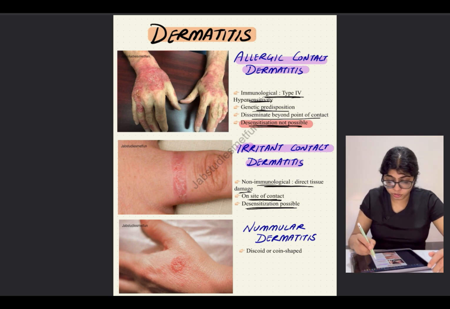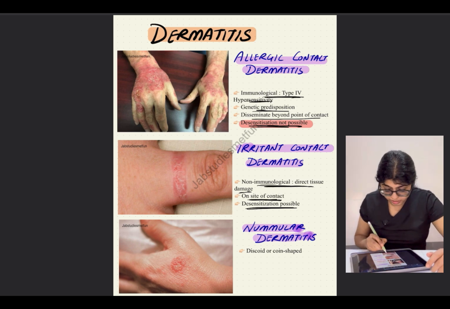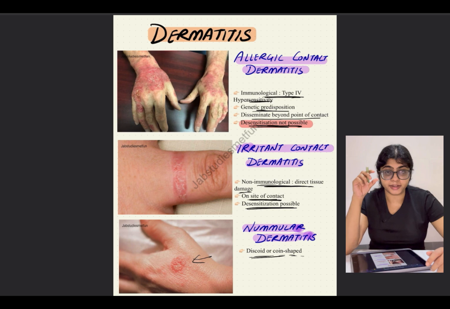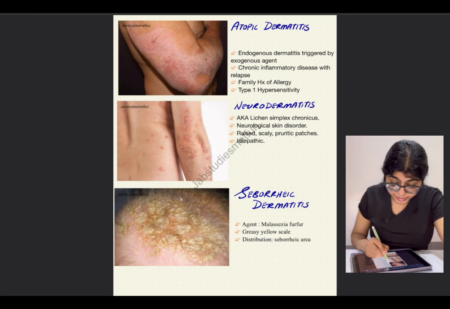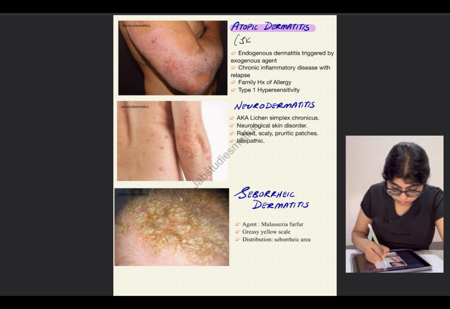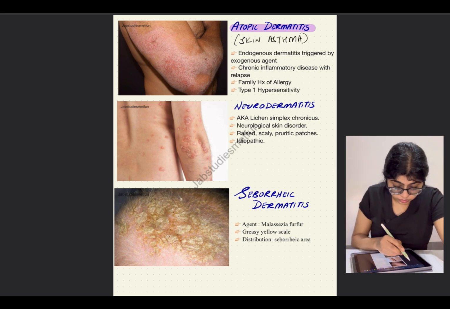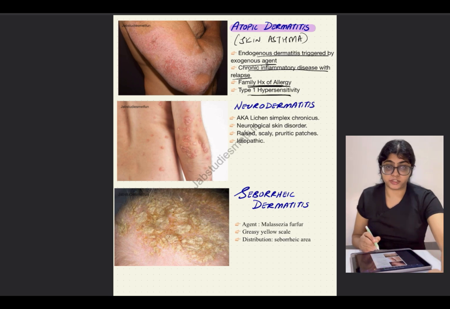Nummular dermatitis. As the name suggests, there is a discoid or coin-shaped dermatitis. The lesion will be coin-shaped. Atopic dermatitis, in layman's terms, is known as skin asthma. It is an endogenous dermatitis triggered by an exogenous agent, and it is a chronic inflammatory disease with relapse. In this, you can see a family history of allergy, and it is a type 1 hypersensitivity reaction.